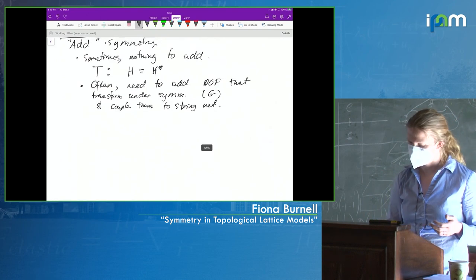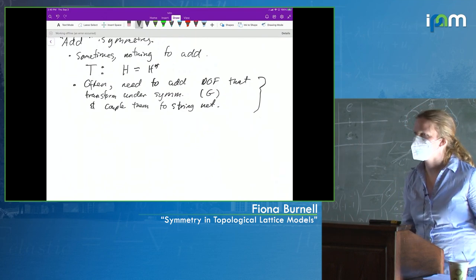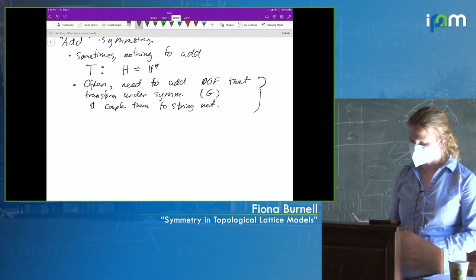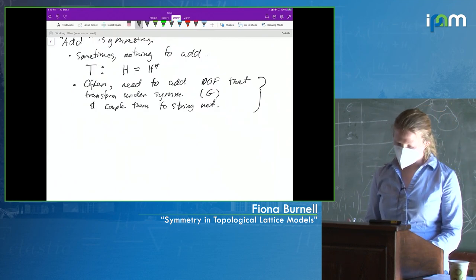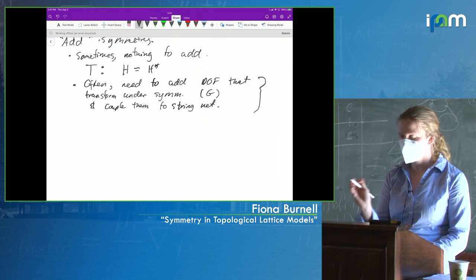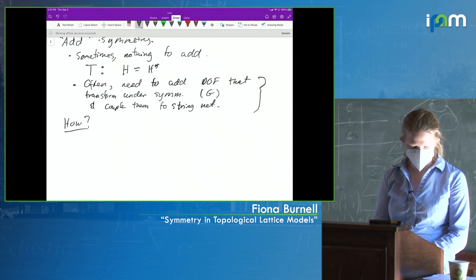So this is what I'm going to focus on here. Sometimes you get lucky, you already have symmetry. But what if you don't and you want to know what symmetries can I add to a given topological order? Basically there's two ways that I can add symmetry. I'm going to sketch them both. So how am I going to add these degrees of freedom?